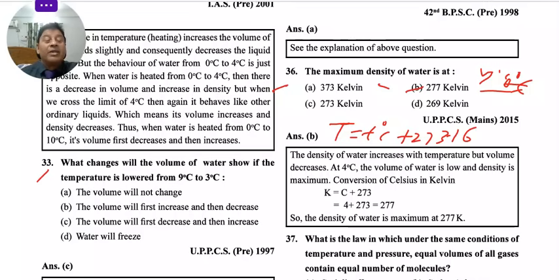Then come to this one. What changes will be in the volume of water if the temperature is lowered from 9 degrees Celsius to 3 degrees Celsius? देखिए, the volume will not change. No. The volume will first increase and then decrease. No. The volume will first decrease and then increase. This is right response. Right?